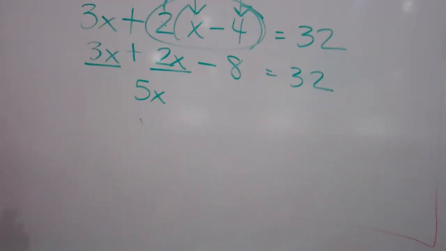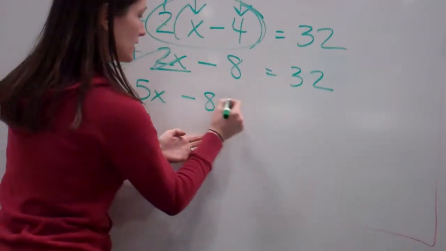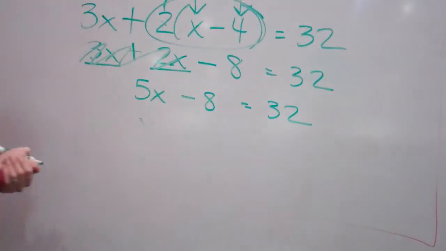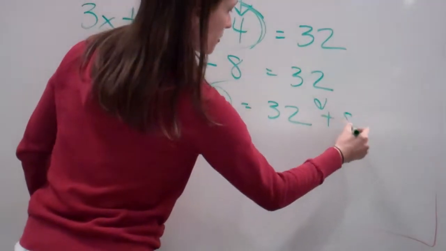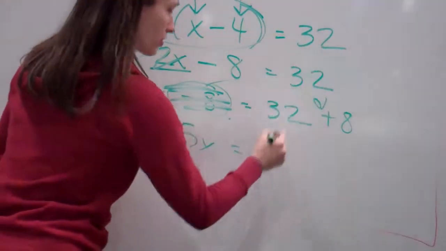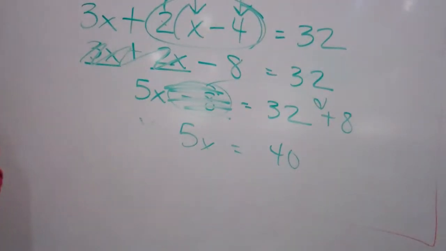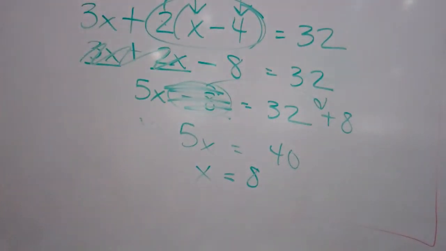2 elephants plus 3 elephants is 5 elephants. Bring down the rest. Minus 8 equals 32. And then it's just a regular problem. And then it's just like normal. We want this minus 8 to go over here, so it becomes plus 8. So the answer: 5x equals 40. X would equal 8. Everybody got it? Okay. That is lesson 102.